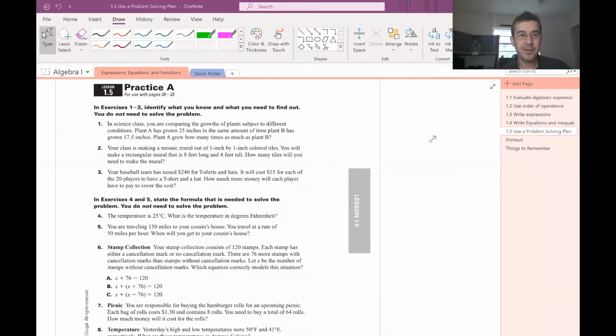This is Oliver. We are learning algebra by working through problems from the Larson textbook. This is section 1.5, so we are starting section 1.5 today, practice A. In section 1.5, we're talking about how to solve a problem.